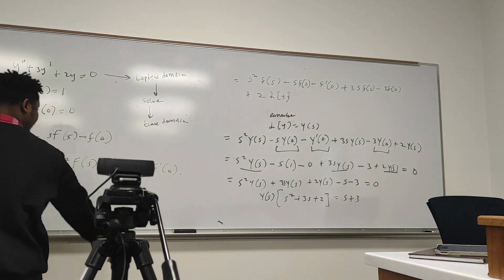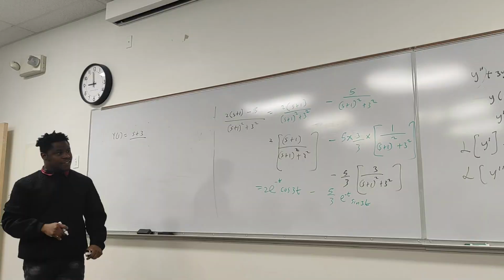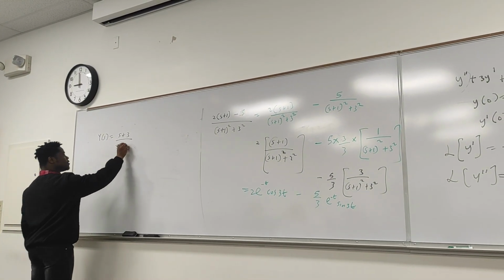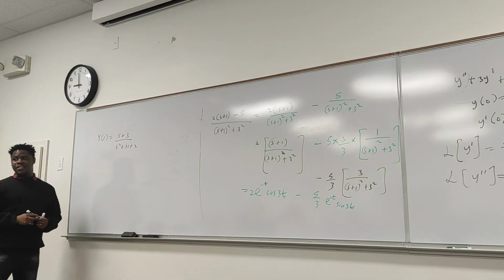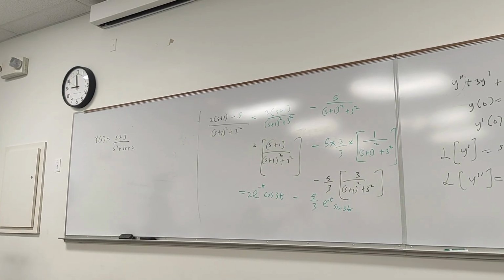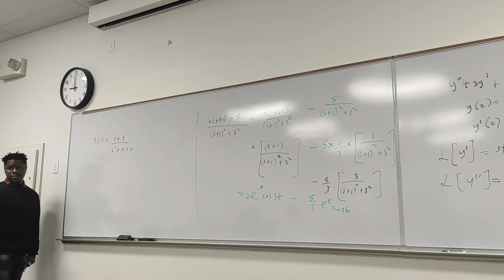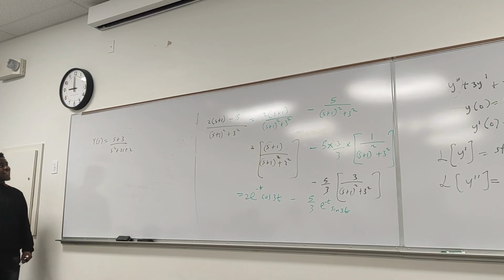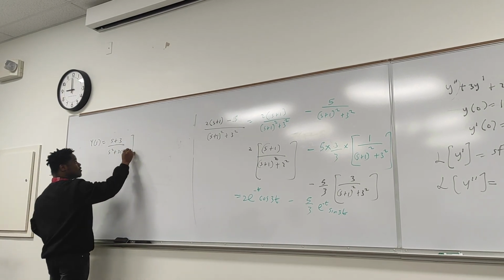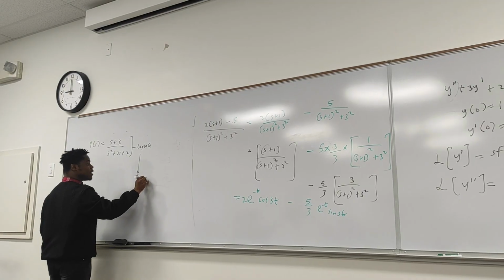So our y of s becomes s plus 3 over s squared plus 3s plus 2. So we find y of t, right? We inverse this and that will be our solution to the differential equation. This is now in the Laplace domain. Our solution is y of t. So we take the inverse. Now let's take the inverse of this. Remember, this is in the Laplace domain now. So we need to convert it back to the time domain to get our answer.